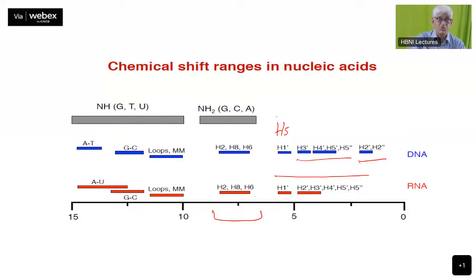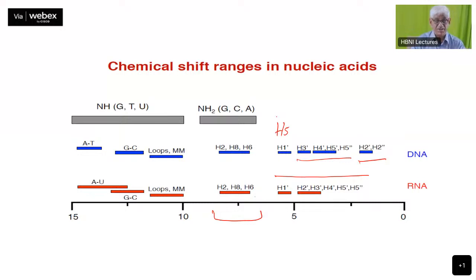We have seen various kinds of loops, meaning they are not hydrogen bonded. They are exposed, and when they are slowly exchanging, you will see those peaks there. So these are the loops. And then the base pairs appear here, the GC, AU, AT. These base pairs appear in this area.